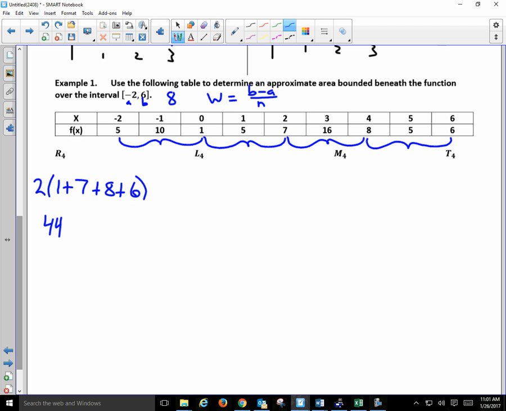What's going to change for the left-hand sum? Yeah, exactly. So this subinterval, you're going to start at 5, or at an x value of -2, which will give you 5. And then you still have the 1, you still have the 7, you still have the 8, but you leave off the 6. So 6 plus 7 is 13, 21, so 42.